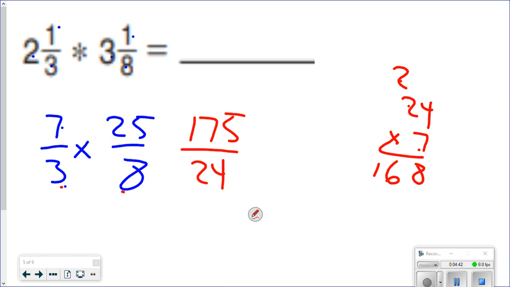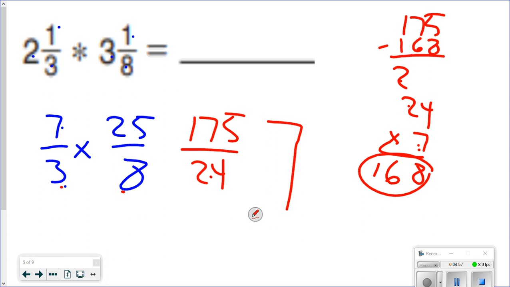So watch closely here. How many 24s go into 175? 7 of them can go in. So I have a big 7. That equals 168. So now I have to take 175 because that's what the numerator is, and subtract 168 from it, so I'm left with 7. So I have 7 and 7/24.